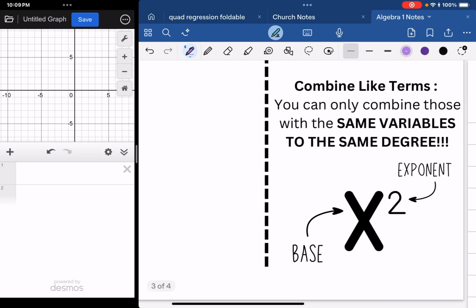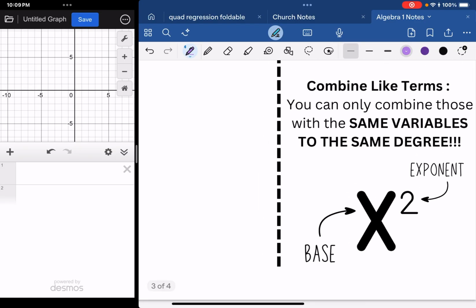And then combine like terms. So combine is just another word of saying like add, okay? You can only combine those with the same variables and to the same degree, okay? So x's and x squareds, guys, are different. Because this means just x alone.